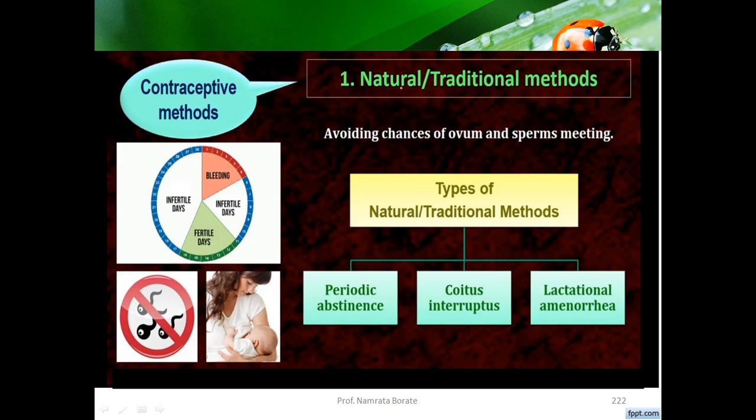The first method we see is the natural, also called the traditional method. In the traditional method, the chance of the ovum and the sperm meeting is avoided. There are three types of natural and traditional method. First one is periodic abstinence. Second one is coitus interruptus, and the third one is lactational amenorrhea.